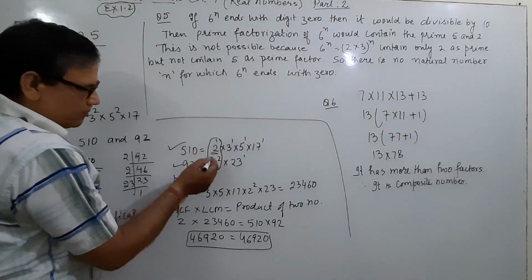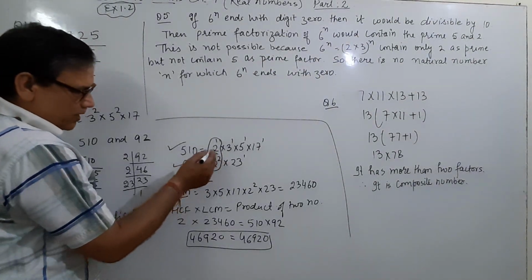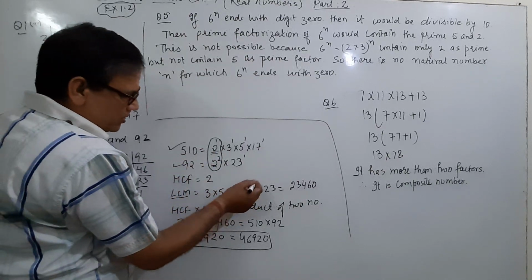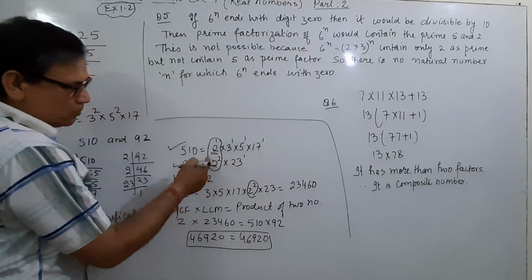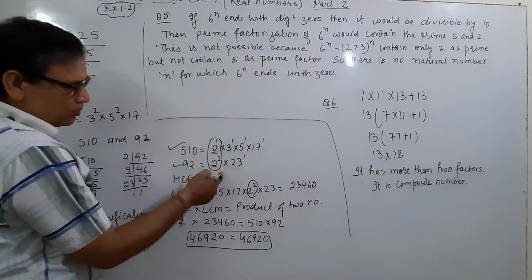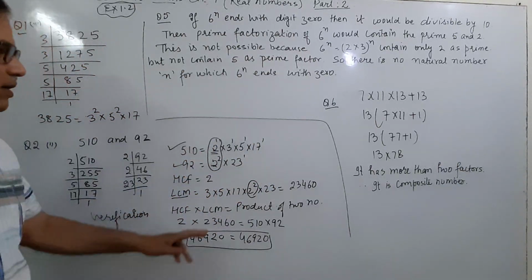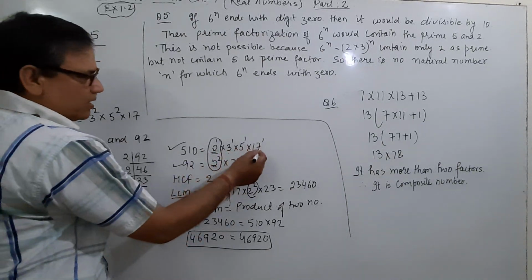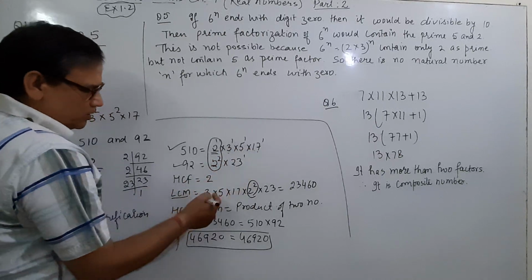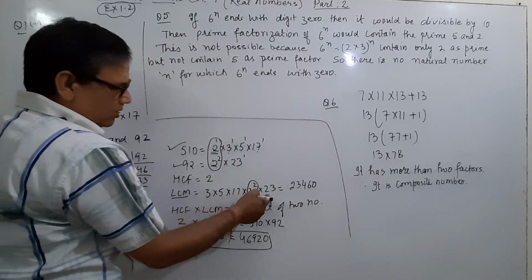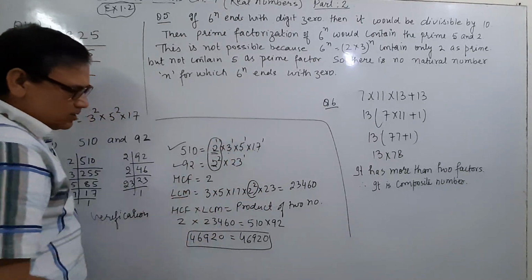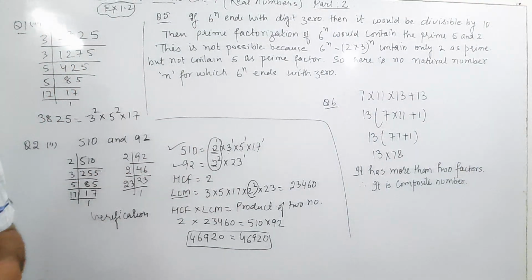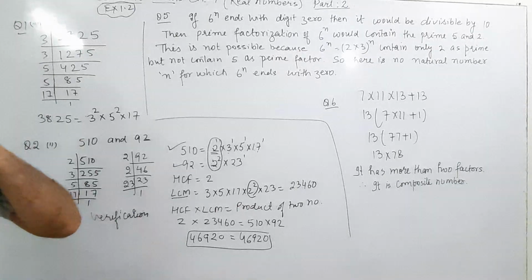Here the common factor is 2, with 2 power 1 and 2 power 2. So for the LCM we have to write the highest power; 2 power 2 is the highest. This we have written. And write all the remaining uncommon factors: 3 into 5 into 17 into 23. This is the LCM. We have to check the common factor first.